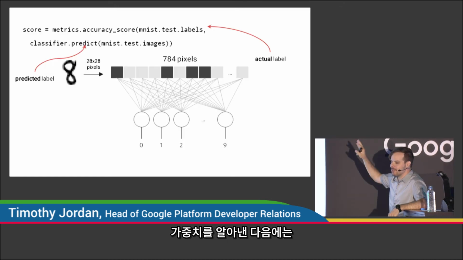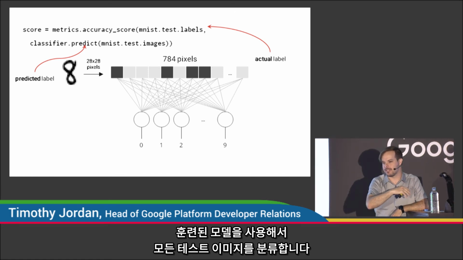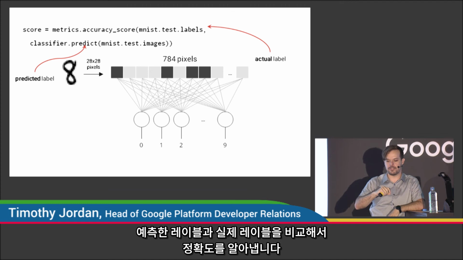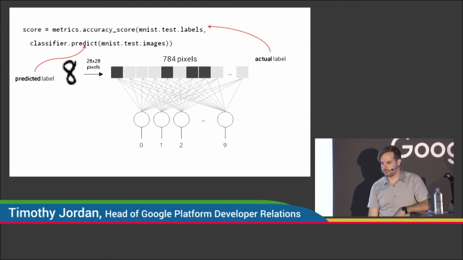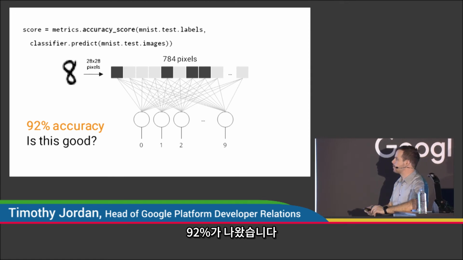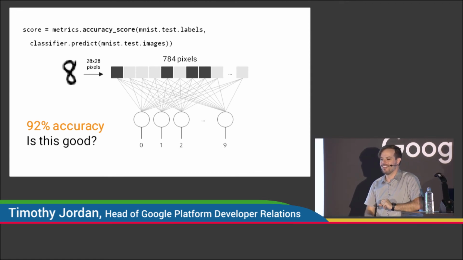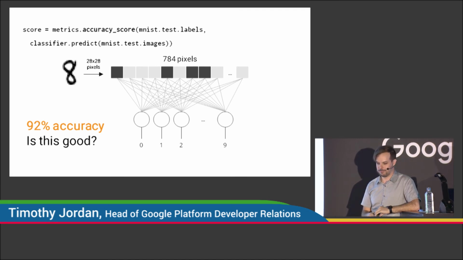Now, once we've learned the weights, we'll use our trained model to classify every image in the testing set. And then we'll compare the predicted label with the actual one, and that's how we get our accuracy. Now, here we get 92%. Again, this is fine for 6 lines of code. But with a few more, we can get over 99%.